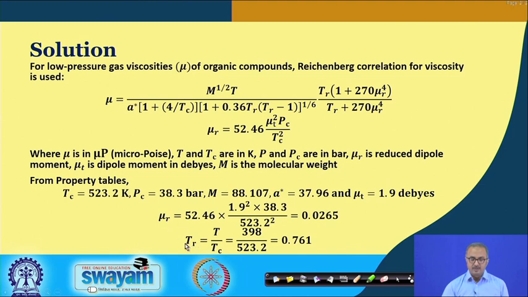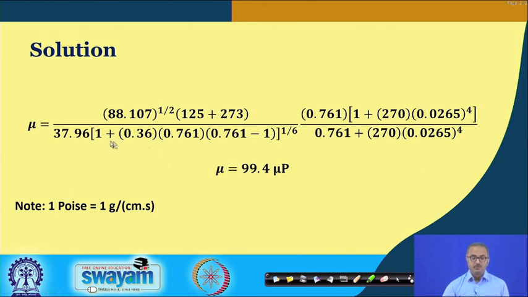Please note, mu r and T r do not have any units. Now, you simply put these values of mu r and T r in the correlation of viscosity and you obtain the viscosity value, like 99.4 micropoise. Now, please see, 1 poise is 1 gram per centimeter per second, and the poise is an abbreviation of Poiseuille, the famous scientist. So, this is how we are able to find out the viscosity of a fluid.